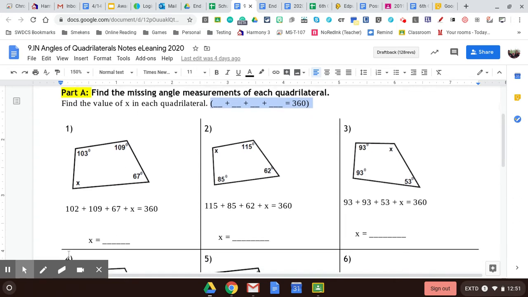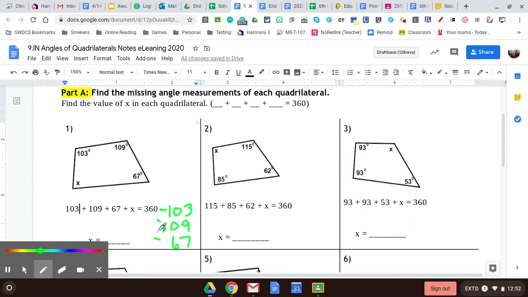Okay. So the first one here, I have my angles 103 plus 109 plus 67 plus x equals 360. I have to do the opposite part. So I'm going to have to subtract these numbers from each side. So I have to take 360 minus 103 minus 109 minus 67 to give me x. So in number 1, what is x?